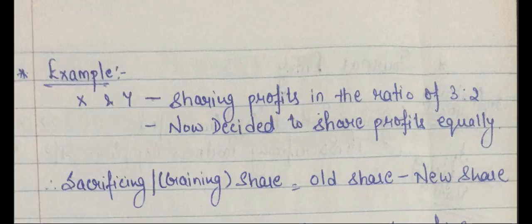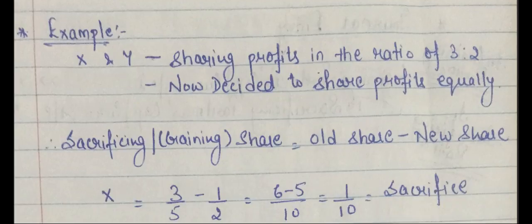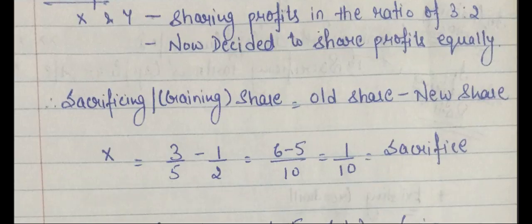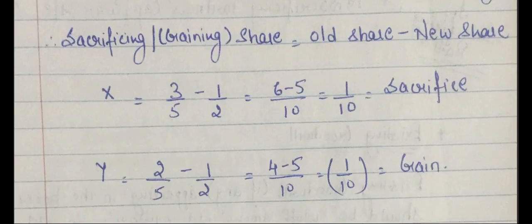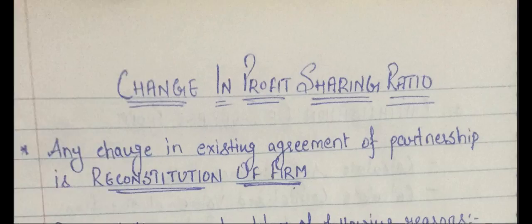I gave you an example that there are two partners X and Y sharing profits in the ratio of 3:2, who now decided to share profits equally. So we calculate X's old share and new share, and the difference we calculate as sacrifice or gain. In this case, some partners will sacrifice their share of profit and the other partners will gain. The amount of sacrifice by one partner will always be equal to the amount of gain by the other partner.